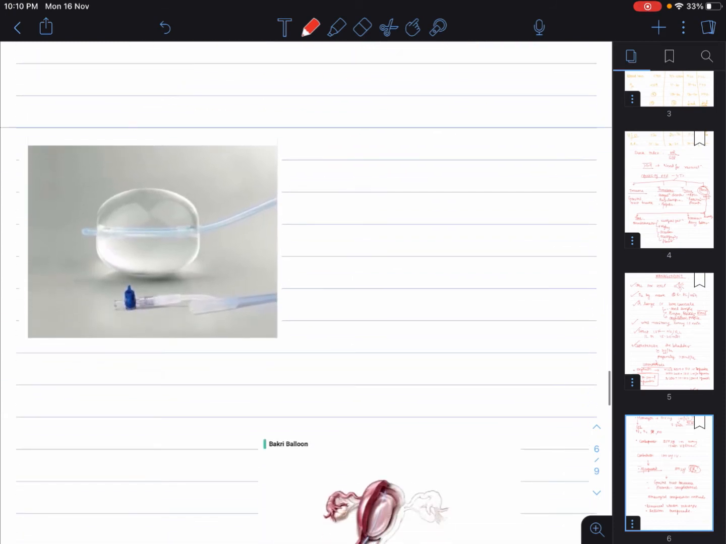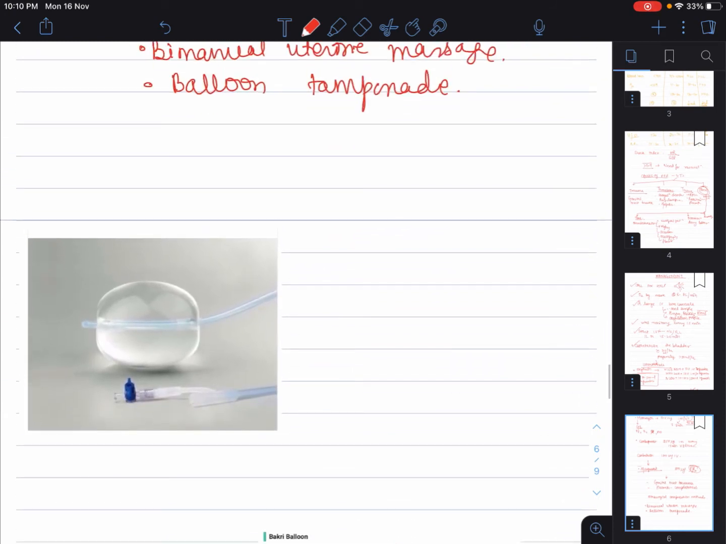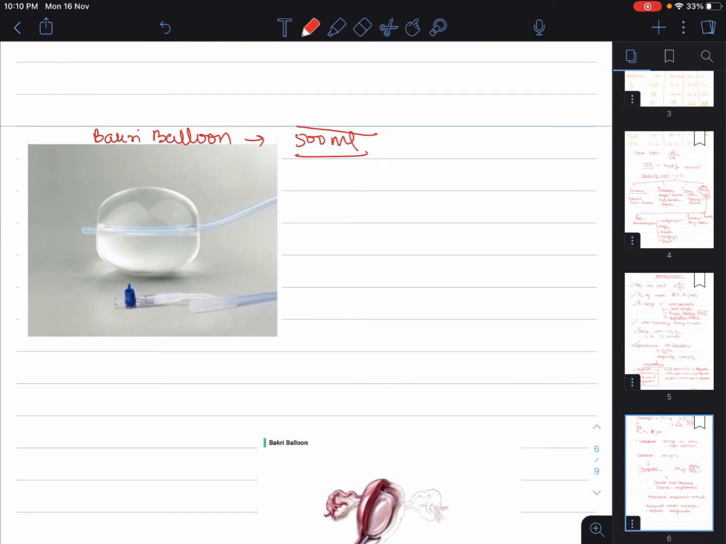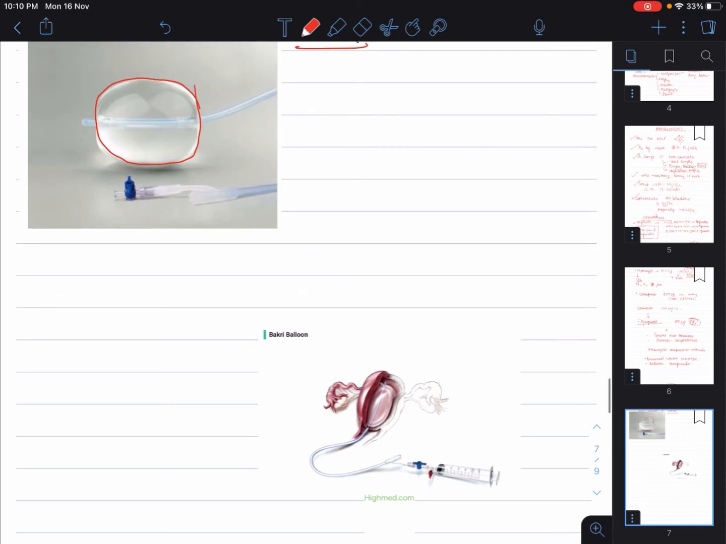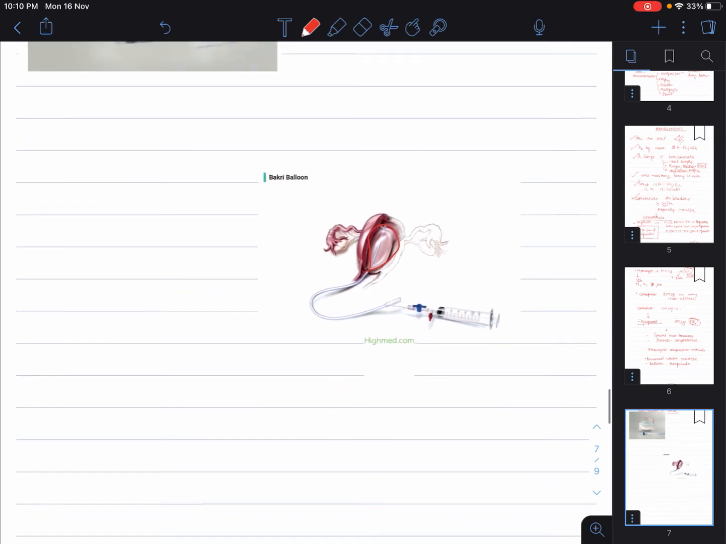So what is this tamponade? This is basically a Bakri balloon which has been specifically made for managing PPH. Its capacity is 500 ml. So as you can see, this is a balloon which is inflated and it is around 500 ml. So what we do is we first insert it inside the uterus, and then with the syringe we fill it up to around 500 ml, and it inflates inside the uterus and acts as a tamponade.